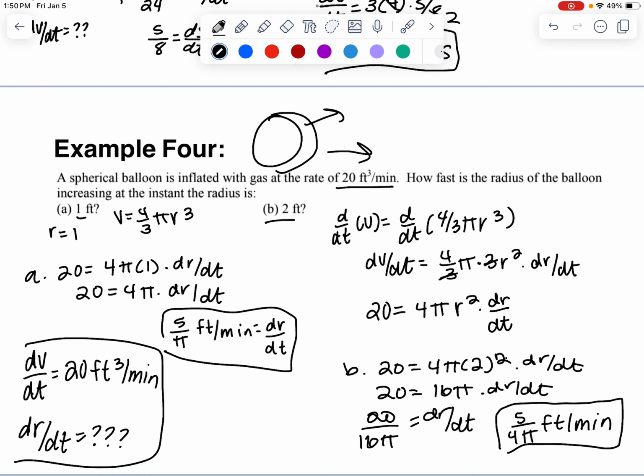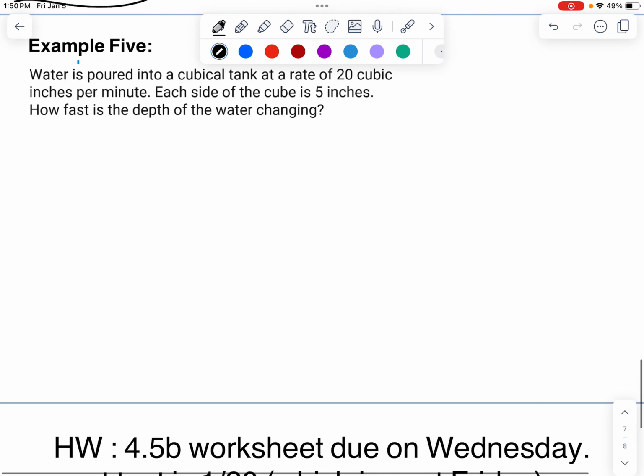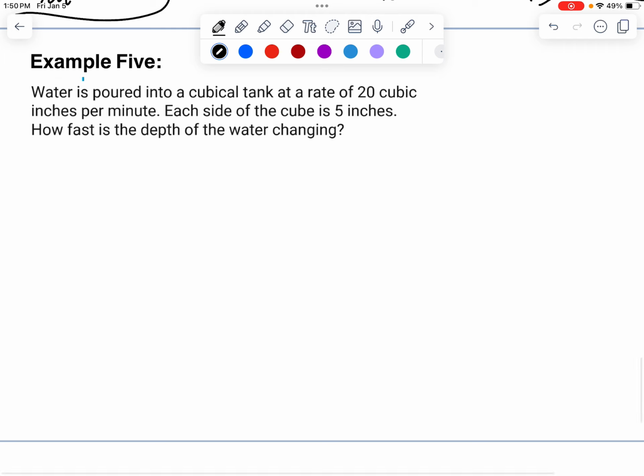Okay, one more problem. Water is being poured into a cubical tank. So let me draw my tank real quick. So it's a cubical tank, which means all the sides are equal. So I'm going to try my best to draw that. That's kind of ugly, but let's just pretend it looks good. Okay, so this is my cube, and water is being poured into this cube. So I'm imagining water being poured and then just accumulating here at the bottom.